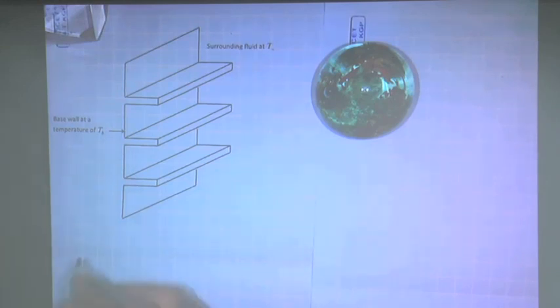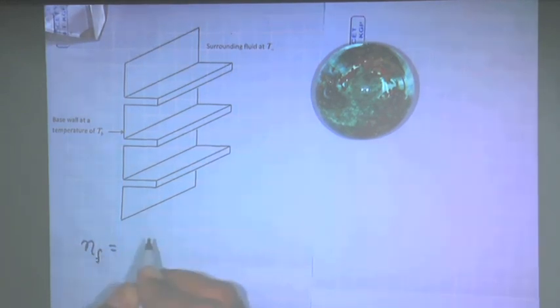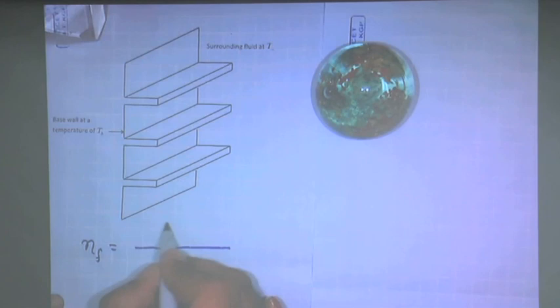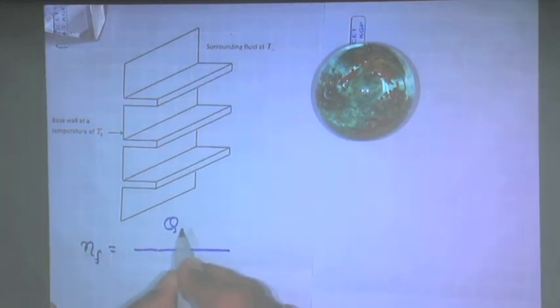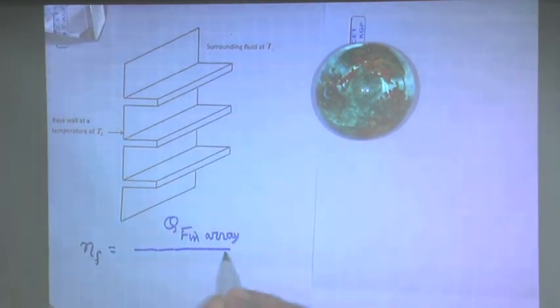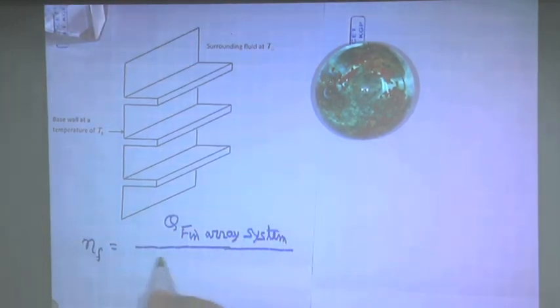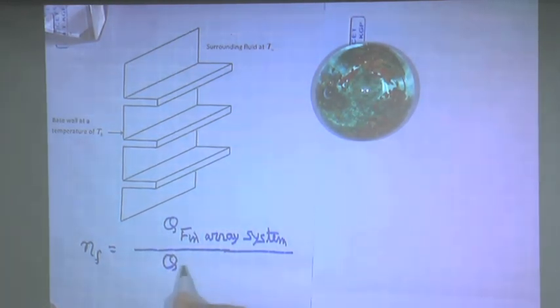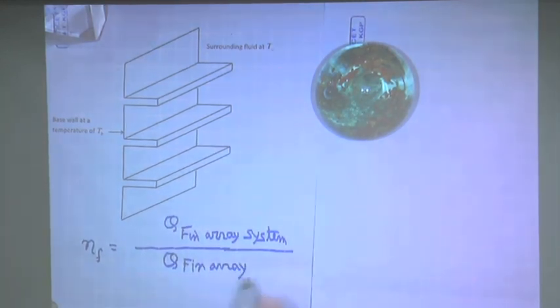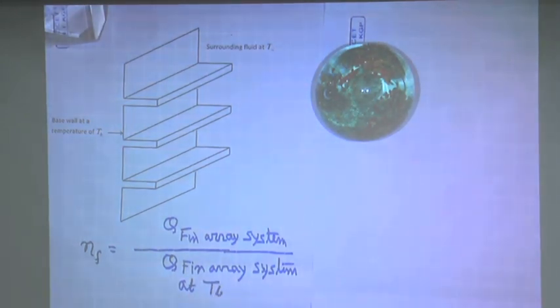Same thing, but with a little more calculation. The fin efficiency here is defined as the Q from the fin array system divided by the Q from the same fin array system at TB. That means the entire system is at TB.